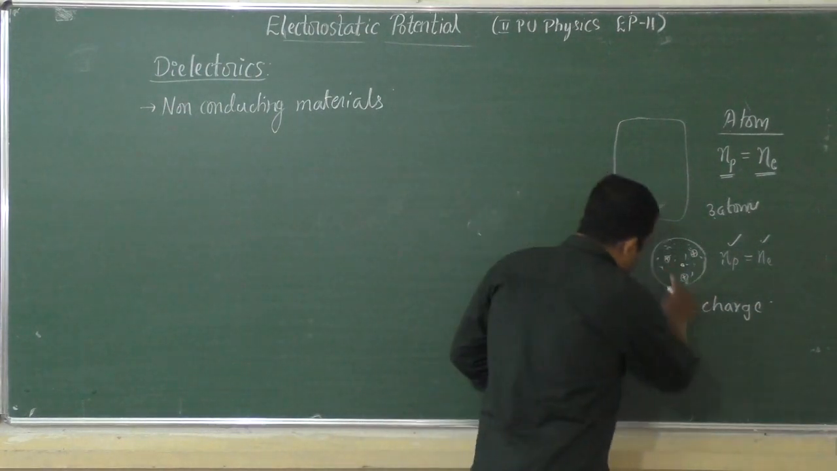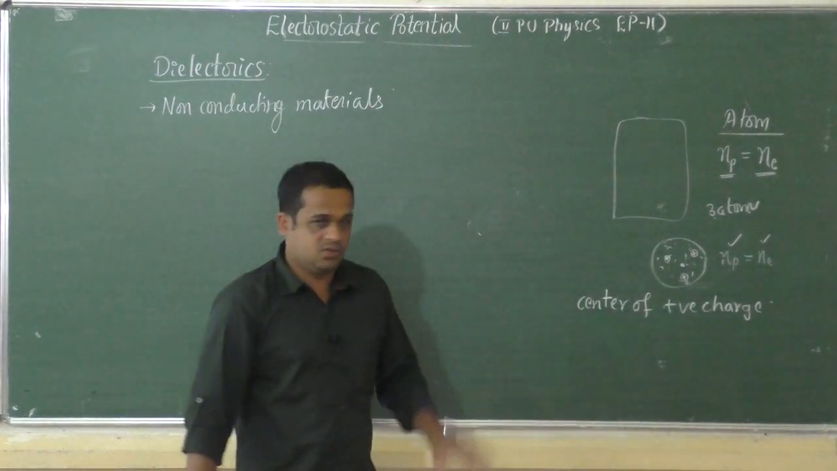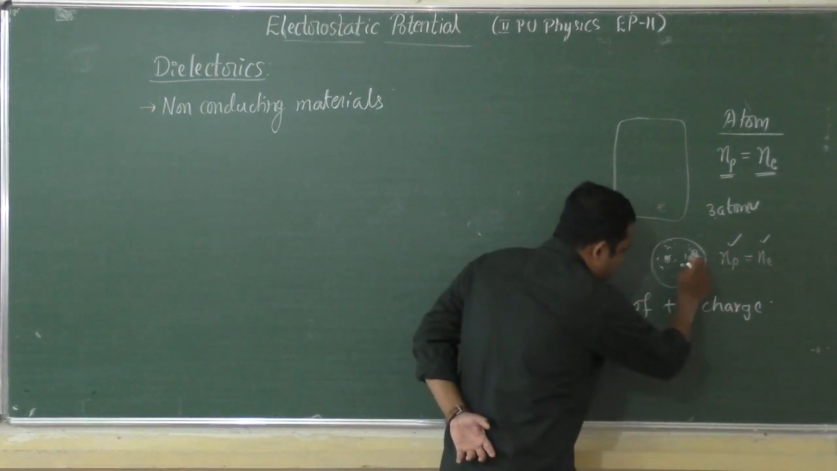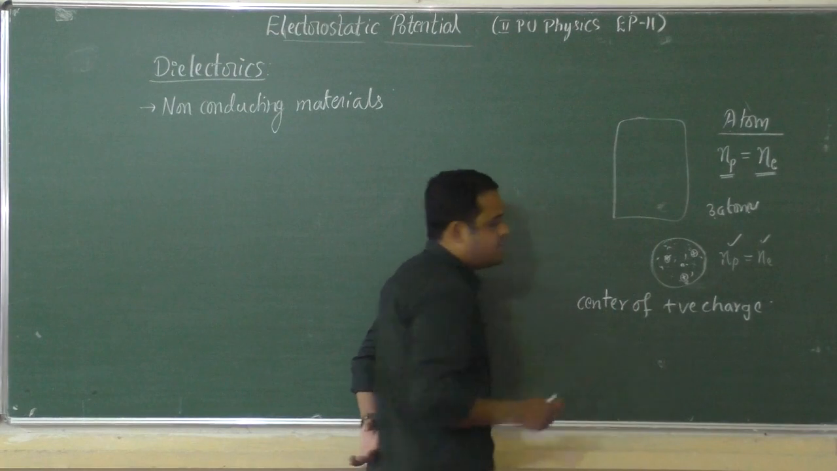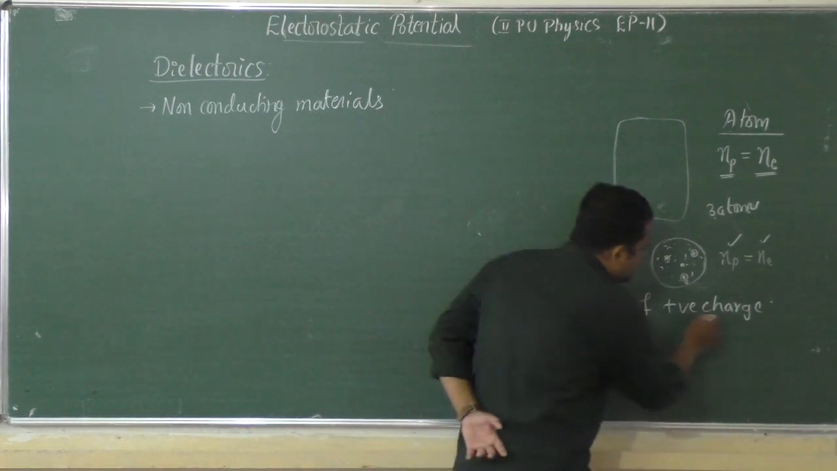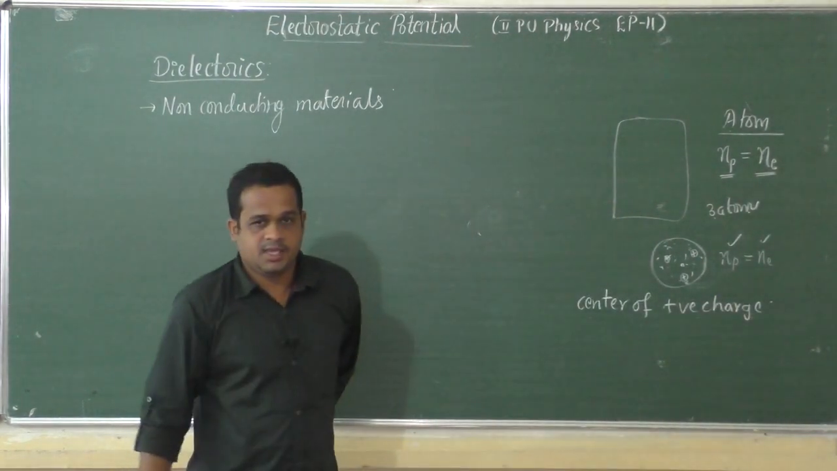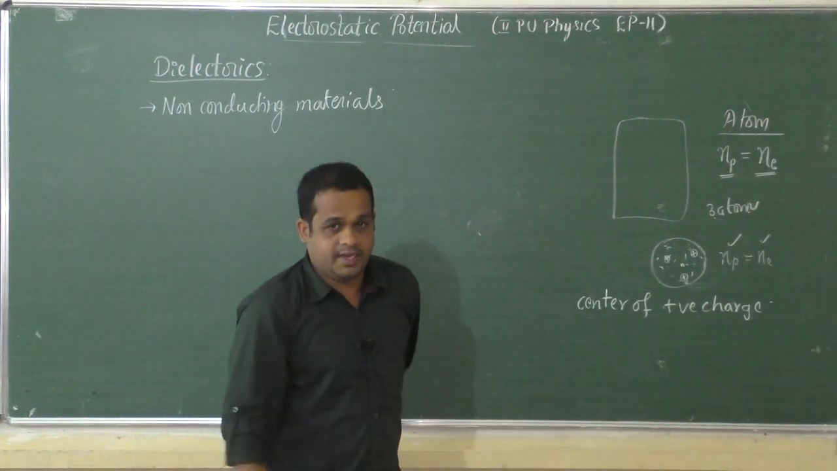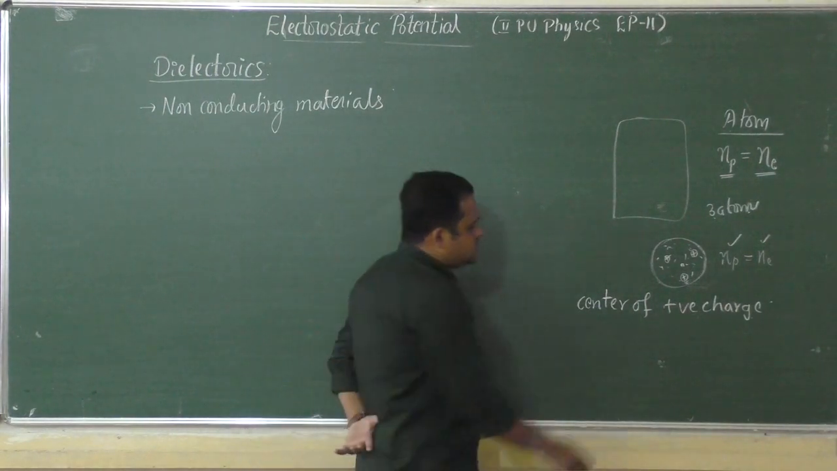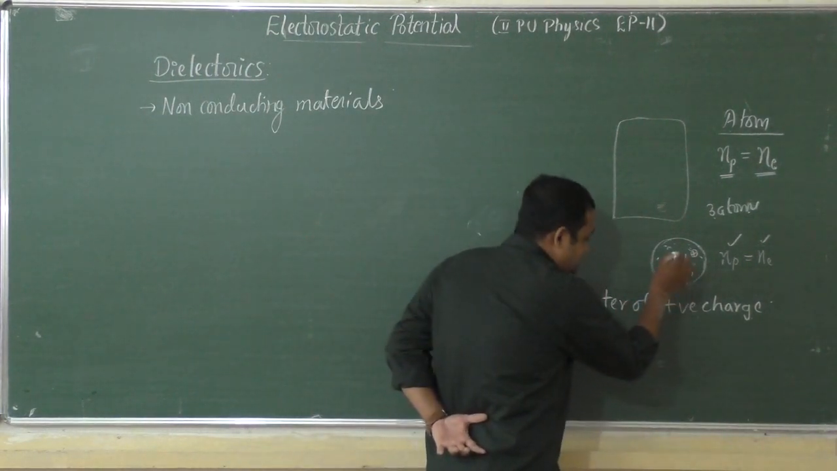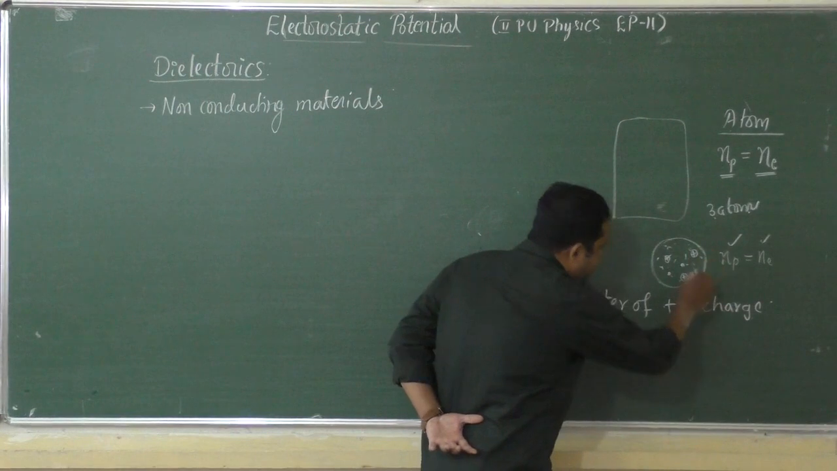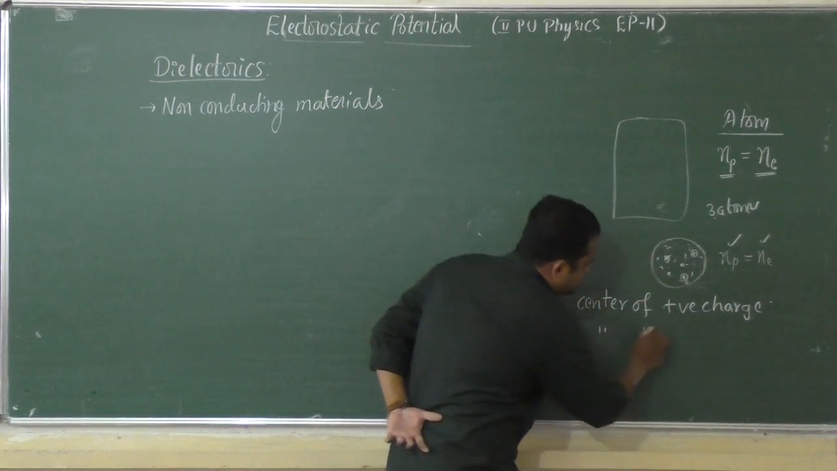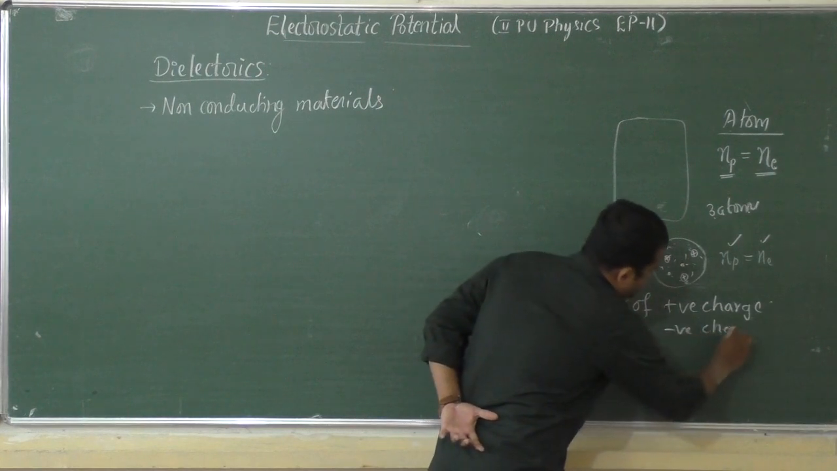Similarly, here positive charge is distributed inside the molecule. Now we consider a point at which entire positive charge of this molecule is assumed to be concentrated, and that point is called center of positive charge. Similarly, electrons are distributed all over the space inside the molecule, negatively charged electrons. If you consider a point at which entire negative charge of the molecule is assumed to be concentrated, then it is center of negative charge.